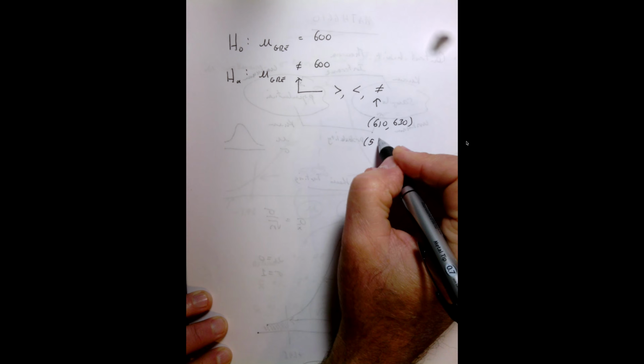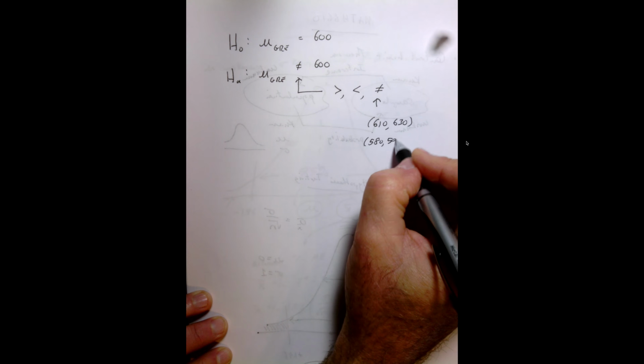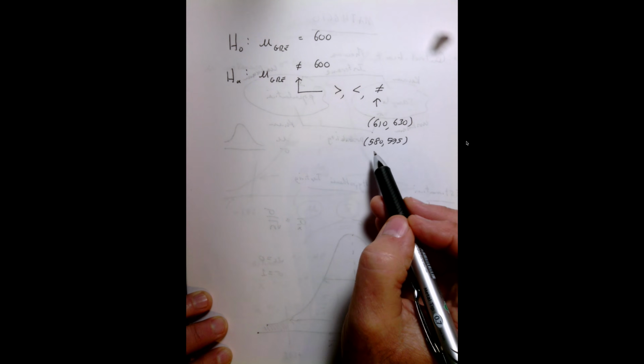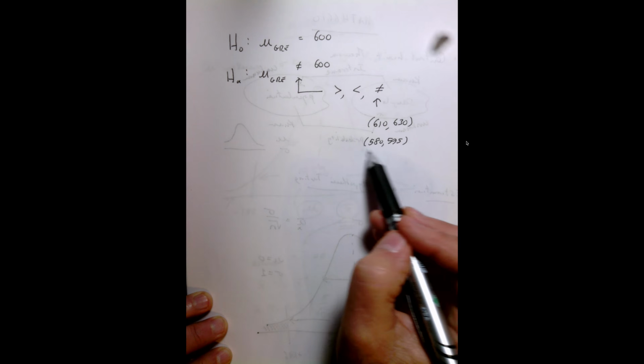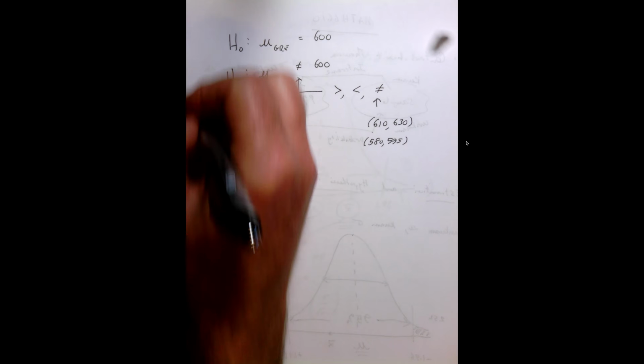If we got a confidence interval 580 to 595, it would be reasonable to conclude that the mean GRE is below 600 because this interval is completely below 600. All right, more about this stuff later.